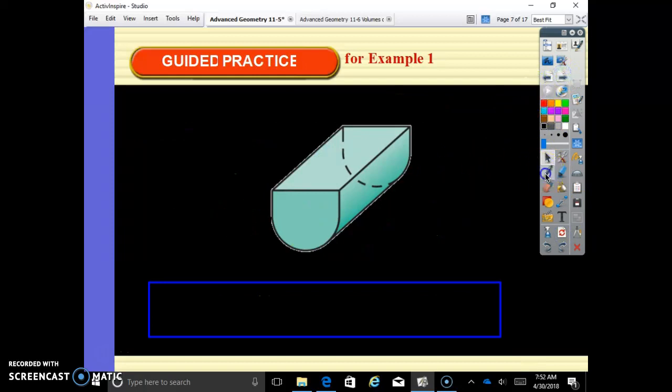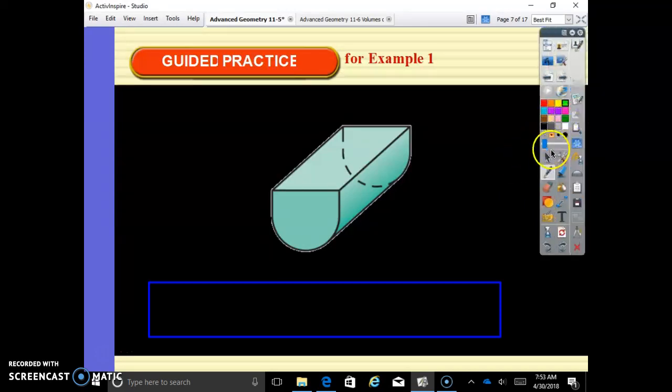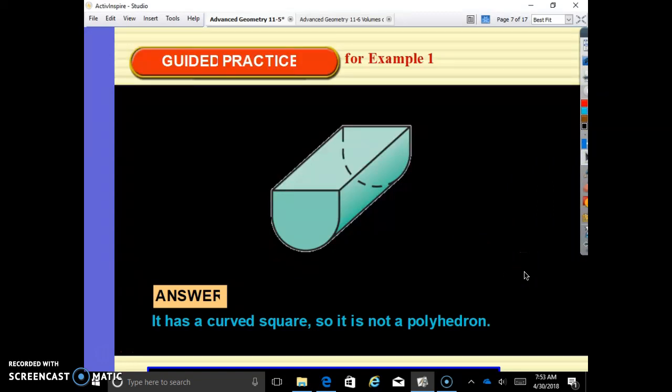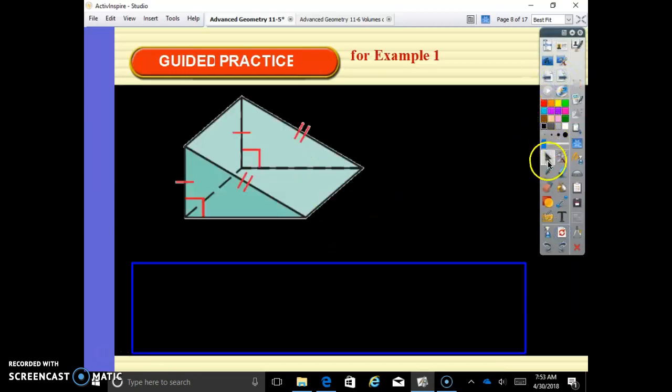All right, what is this? Half of a cylinder. Is it a polyhedron? No, because it has curved sides. It has a curved square. What? That makes no sense. This textbook is fabulous, huh? So it is not a polyhedron. It has a curved side, so it's not a polyhedron, okay? All of the edges must be straight lines. All right, so your textbook publisher comes up with some interesting things to say, I guess.